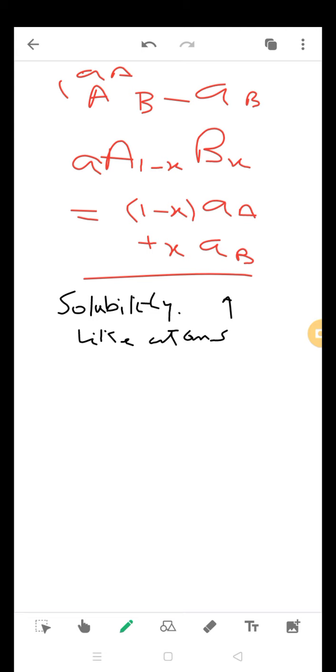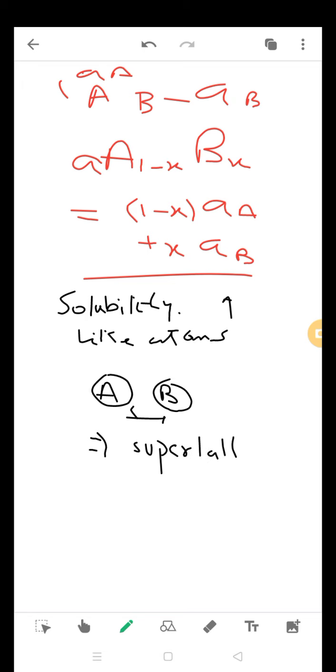Now in the opposite case, with a dominant attraction between unlike atoms A and B, what we form is a superlattice alloy. By superlattice we mean that although the atoms are different, they are mixing very well. That means the substitution of the atoms in the alloy is very good, so that there is no change in the structure at all. So this is roughly what we mean by a superlattice.